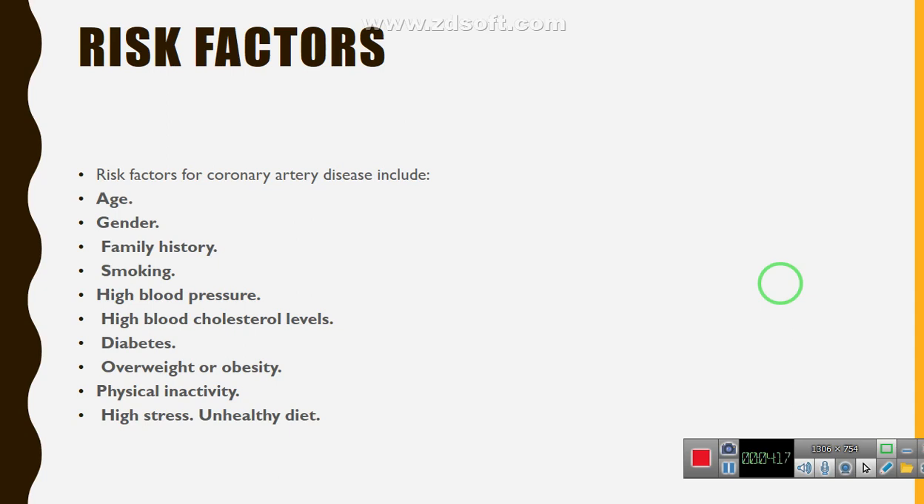The modifiable factors are those such as the smoking habits, which can be quit after some time or after some struggle. And the physical inactivity, we can also minimize this risk factor by changing the lifestyle, or through starting exercises. The high stress or unhealthy diet are also modifiable factors. And the non-modifiable factors are those such as age, gender, family history, and ethnicity. These are the non-modifiable factors.